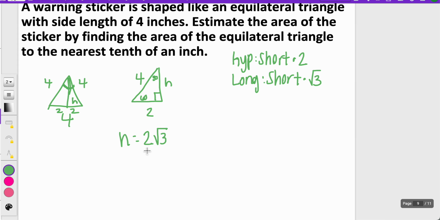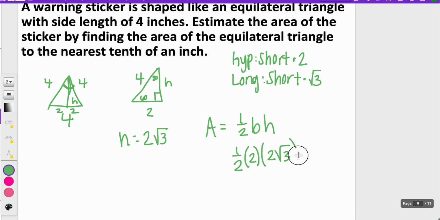Okay? So if h is equal to 2 square root 3, to find my area, remember for area of a triangle, I'll do 1/2 base times height. So I'm going to do 1/2 base is 2 times height, which is 2 square root 3.